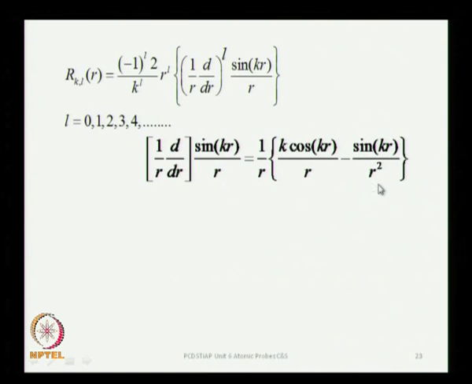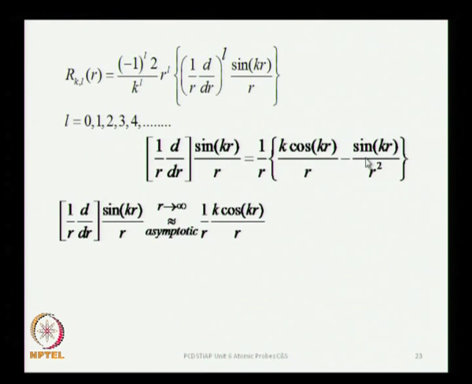And if it is so far, then the 1 over r square term will be negligible compared to the 1 over r term. So in this solution you can throw off the second term, which is sin kr over r square. That is what you get from the derivative, right. But in the asymptotic region, well away from the scattering region, the solution is then only k cos kr over r, right.